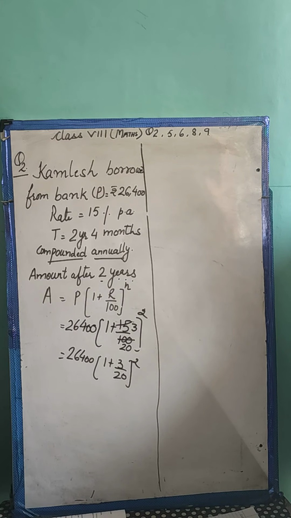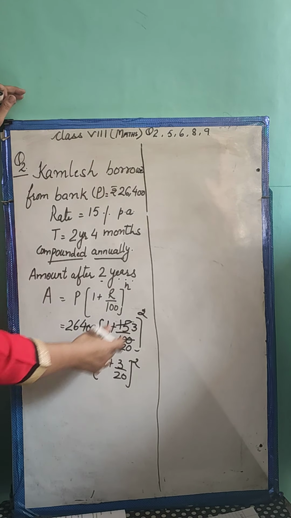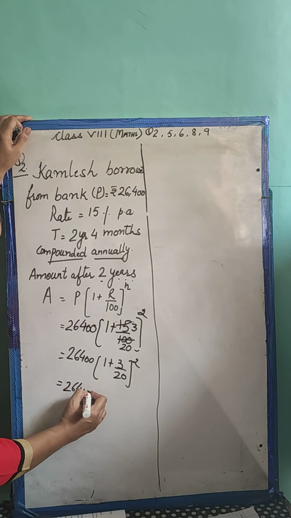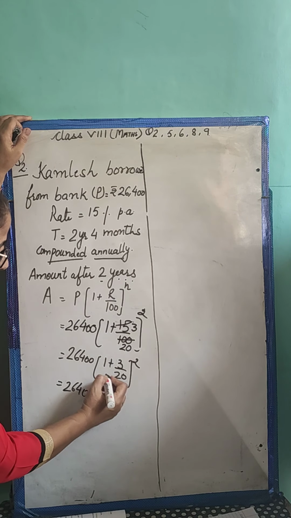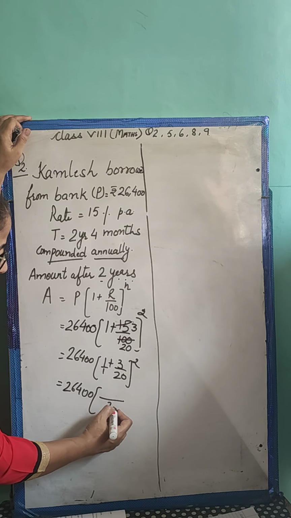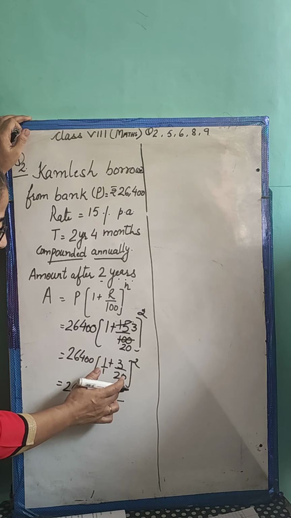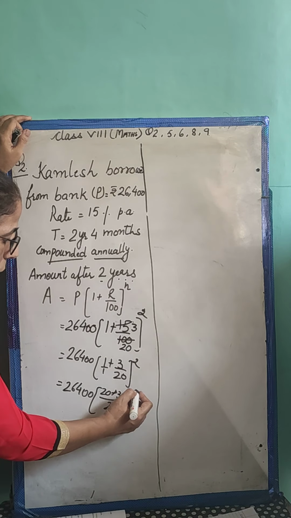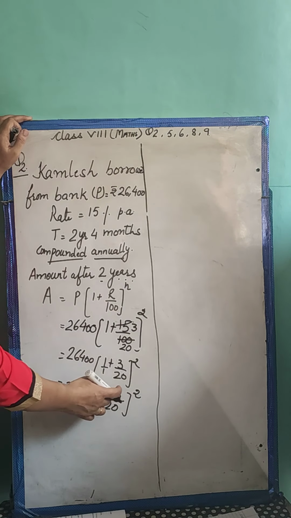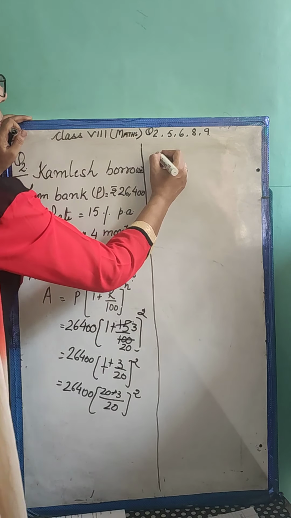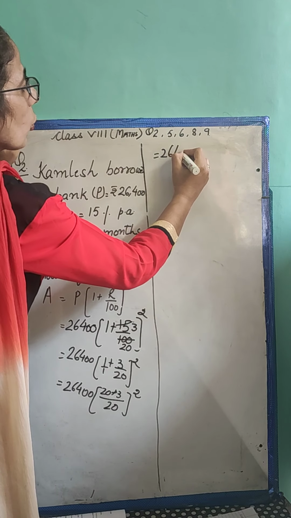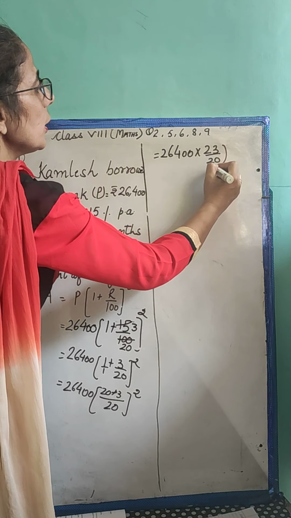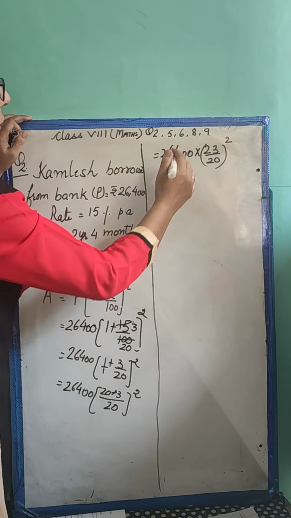A student has asked me how to get the LCM here. So I am finding it here: 26,400, take the LCM because it is 1 by 1. So I will take 20 as the LCM. 1 twenty is 20, 20 plus 3, whole raised to power 2. So 20 plus 3 is 23. So 26,400 into (23 by 20) whole raised to power 2.